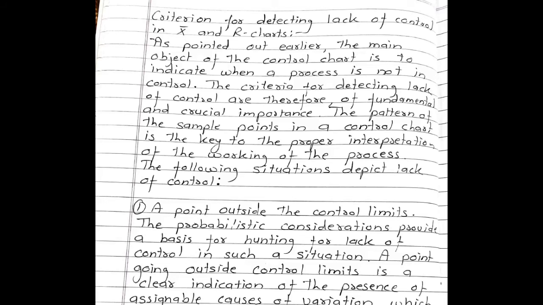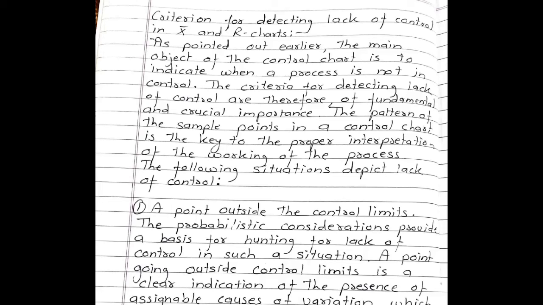Criteria for detecting lack of control in X bar and R charts. As pointed out earlier, the main objective of the control chart is to indicate when the process is not in control. The criteria for detecting lack of control are therefore of fundamental and crucial importance. The pattern of the sample points in the control chart is the key to the proper interpretation of the working of the process. The following situations depict lack of control.